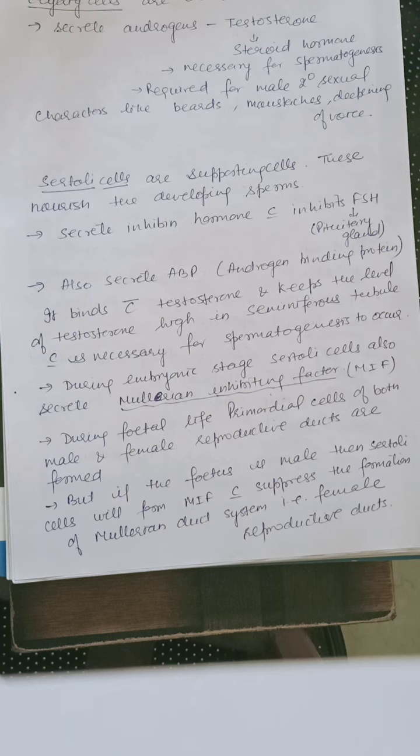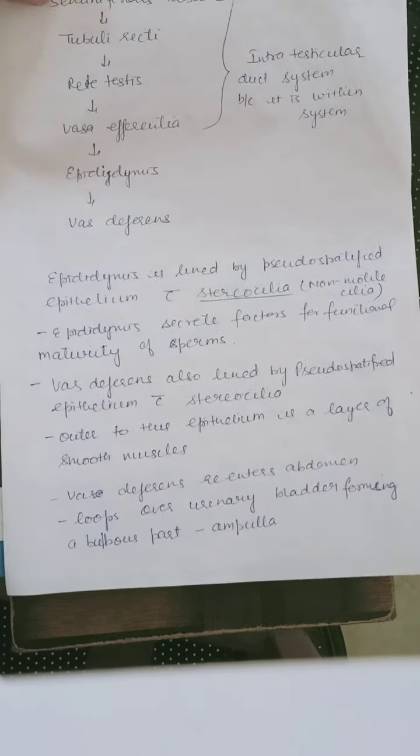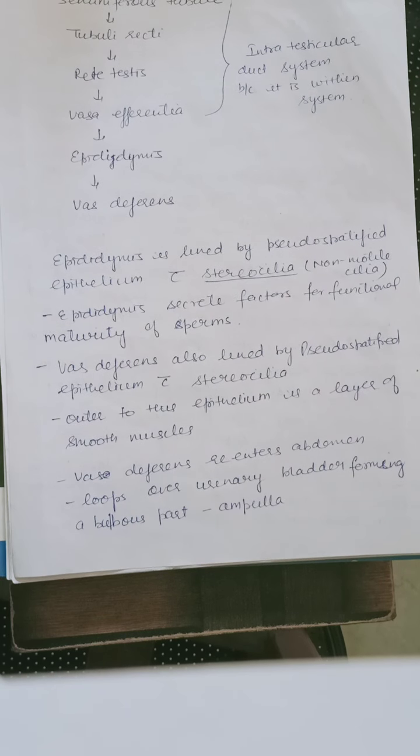Children, this is very important. What I have told you is that during embryonic life, Sertoli cells secrete Mullerian inhibiting factor. What is this Mullerian inhibiting factor? During fetal life, precursor cells of both the female and male reproductive duct systems are present. But if the fetus is male, then Sertoli cells will secrete MIF, which will suppress the formation of female reproductive ducts. So MIF suppresses the formation of female reproductive ducts in case of the male fetus.